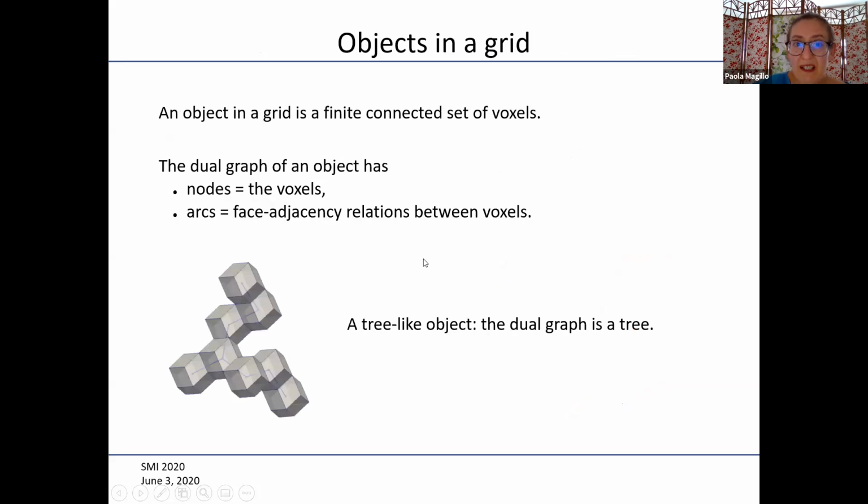Now, when we have a grid, our 3D space is discrete, and we can define a digital object as a finite connected set of voxels. Each object has a dual graph where the nodes are the voxels of the object, and two nodes have an arc between them if the voxels share a face. A tree-like object is an object whose dual graph is a tree, like this one.